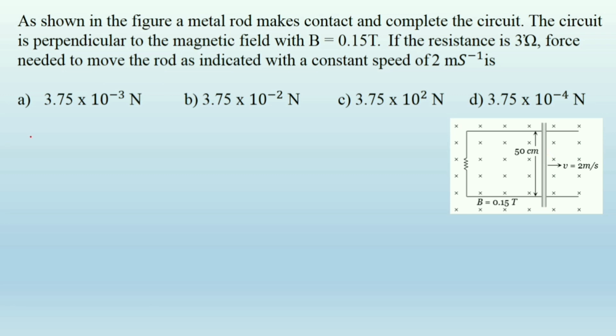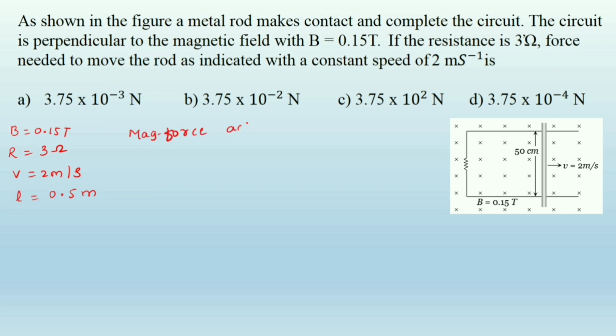See here, the magnetic field is given, that is 0.15 Tesla, resistance is given 3 ohm, and also velocity is given 2 meter per second. From the diagram, the length of that rod is given 50 centimeter, or we can write it as 0.5 meter. See here, directly we have the equation for magnetic force.